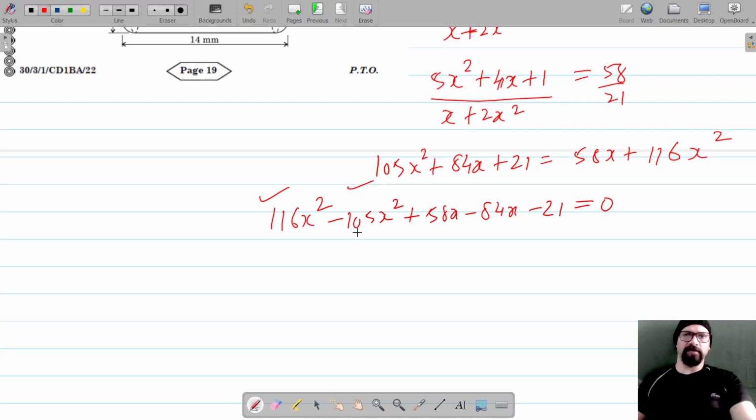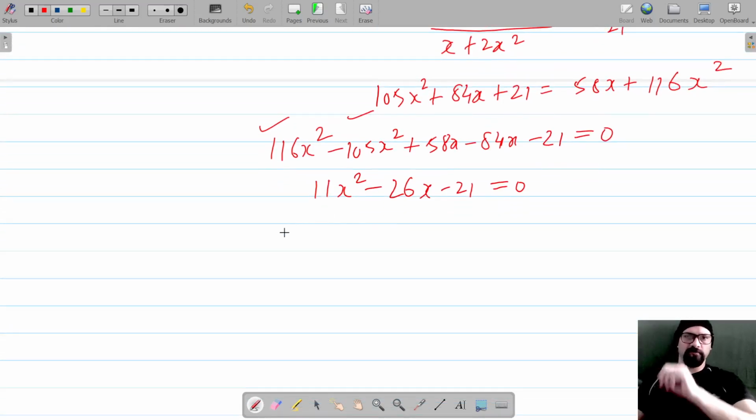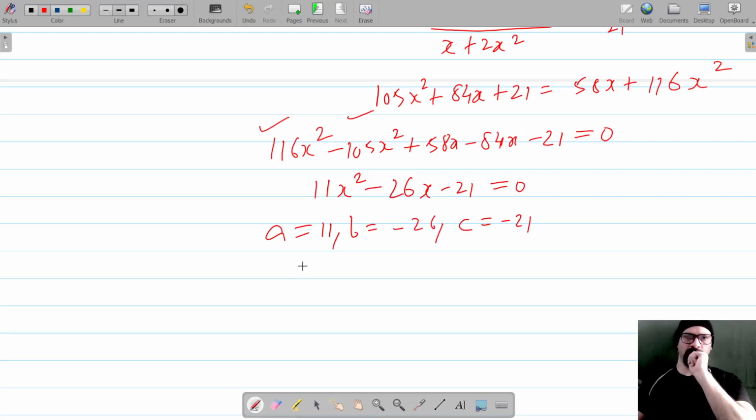So 116 minus 105 is 11x squared. 58 minus 84 is minus 26x. So this is 11x squared minus 26x minus 21 is equal to 0. Okay, now let's try to solve this quadratic equation. So A is equal to 11, B is equal to negative 26, and C is equal to negative 21.